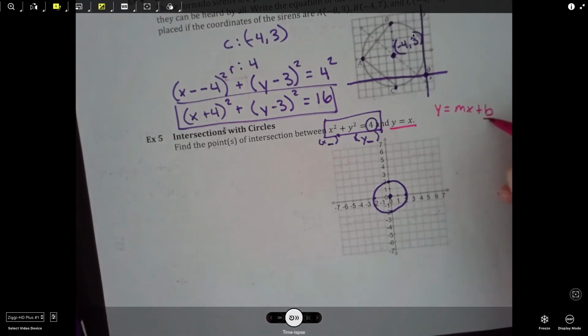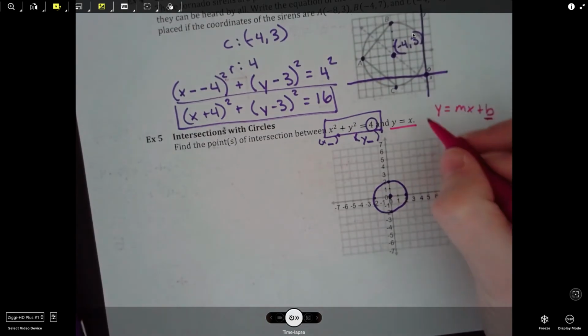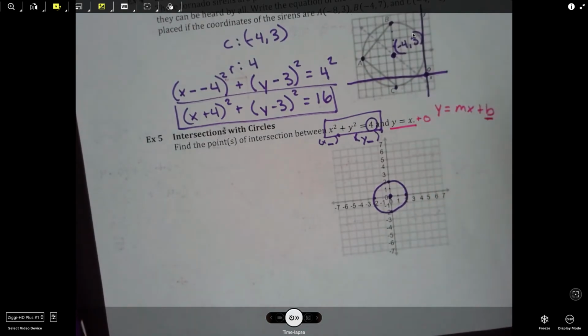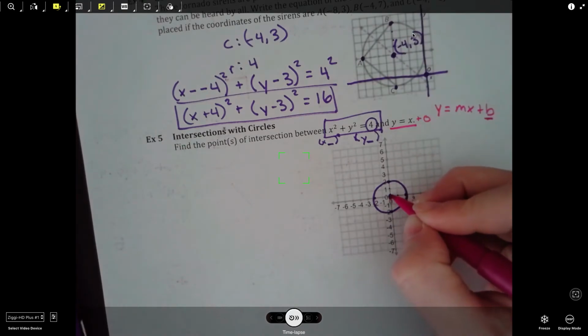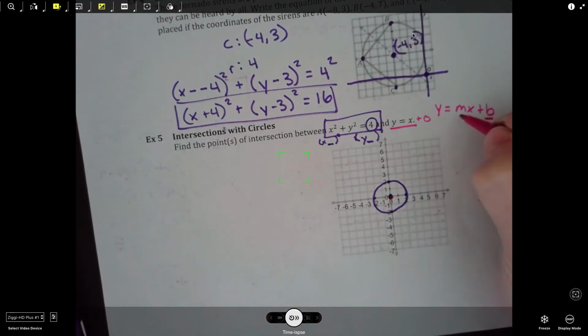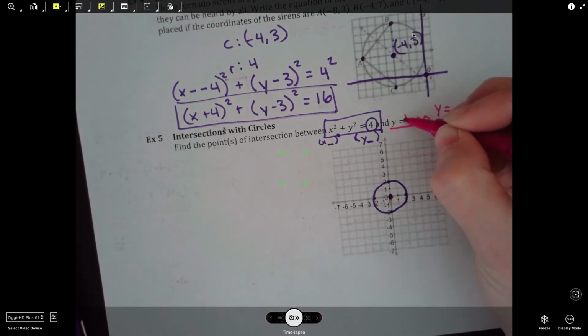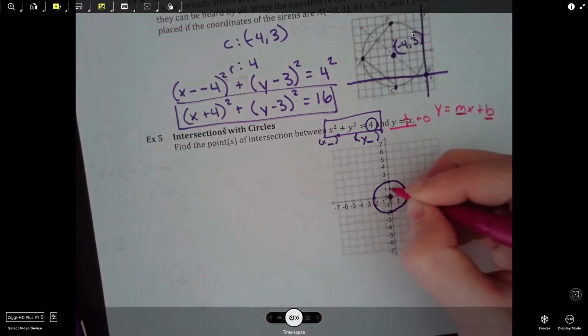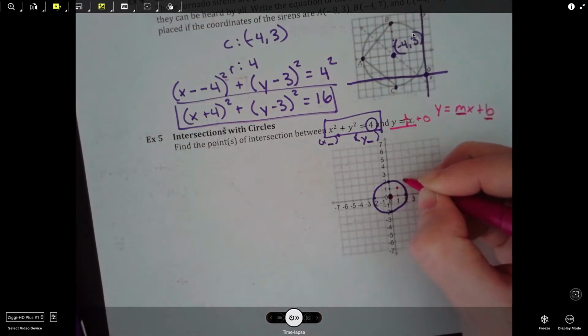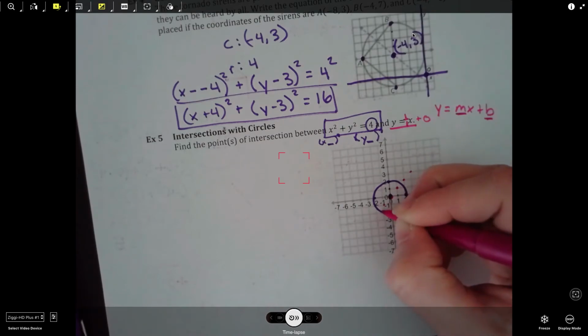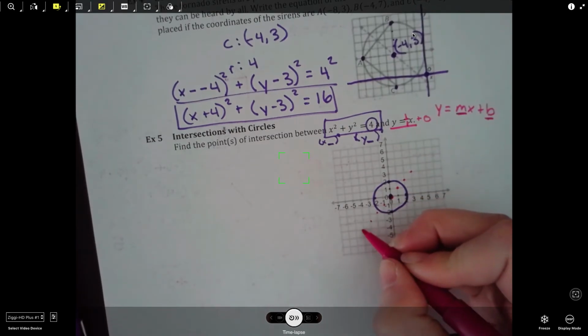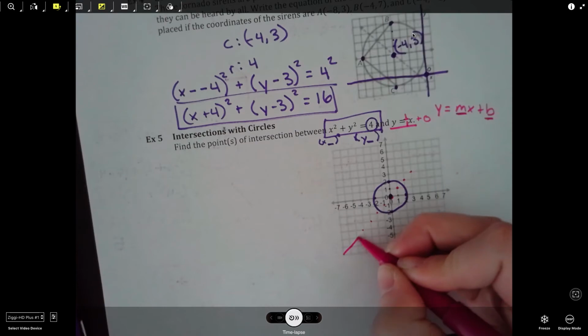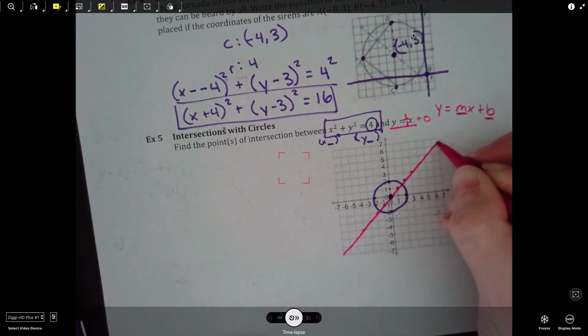Well, this one doesn't have a b value. It's y equals x, so it's kind of like y equals x plus 0. I'm starting here at 0, that's where the b is. And then the m tells me where I go. So m is up 1 over 1, since there's no number in front of the x, we assume it's 1. So from here I go up 1 over 1, up 1 over 1, up 1 over 1. I could also go down 1 to the left 1, down 1 to the left 1. And my equation y equals x looks something like this.